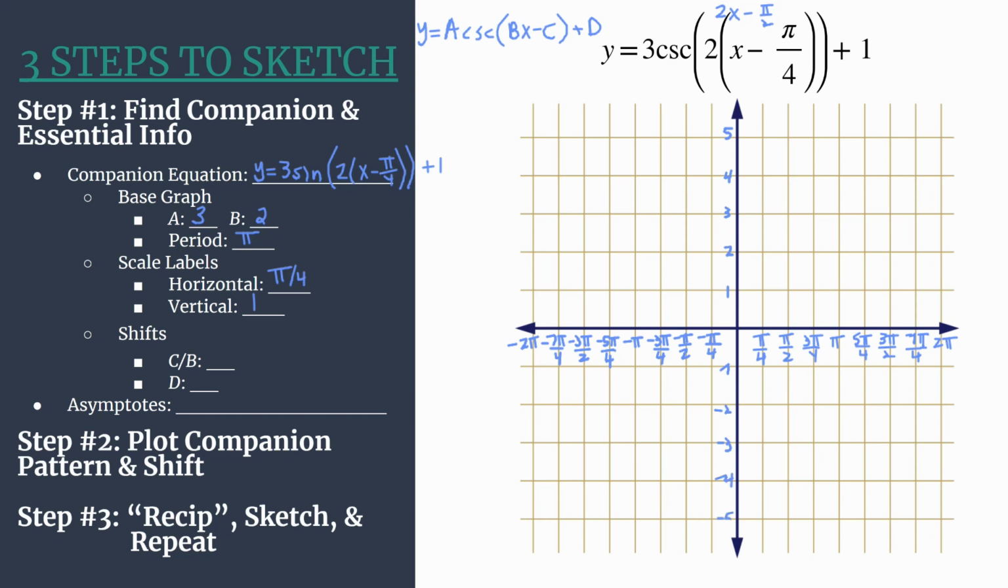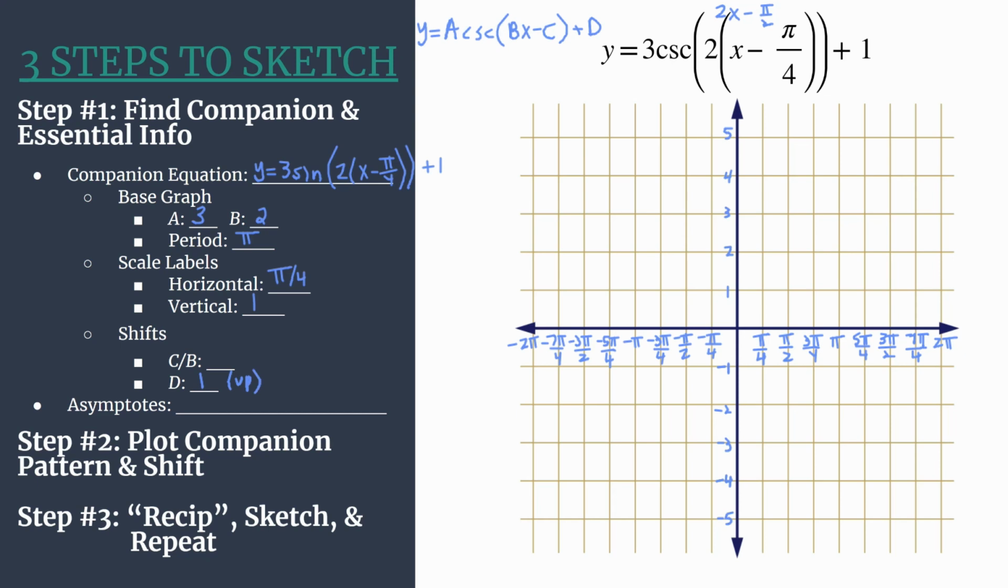And now we're ready to talk about our shifts. So C over B will give us our horizontal or phase shift, and D is going to be our vertical shift. So D is very straightforward. We see that plus 1 after the parentheses at the end, or the right end of the equation. So positive 1 tells us we're moving our base pattern for our companion graph up 1.